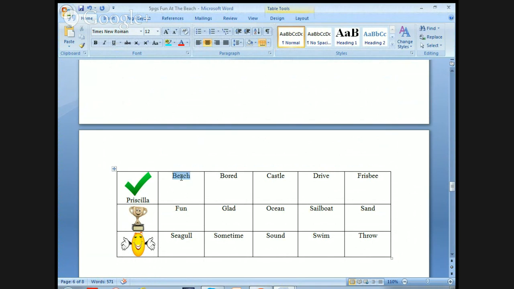Yesterday, my friend and I went to the beach. We were bored, and we decided that we would go to the ocean and swim. While at the beach, we decided we would throw a frisbee and have a lot of fun. I was glad that we went. We played in the sand. We rode in the sailboat. We listened to one seagull as that seagull made a sound that made me think of the long drive home. It has been some time since I have built a castle, but I enjoyed my day at the beach.